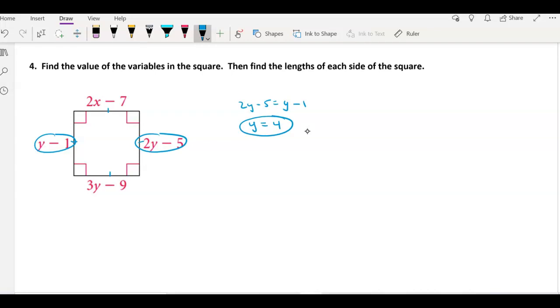So how do I find x then? Well, if I plug 4 back in, 4 minus 1 gives me 3. So I know the length of this side is 3 because all four sides are congruent. So 2x minus 7 equals 3. 2x equals 10. X is equal to 5.